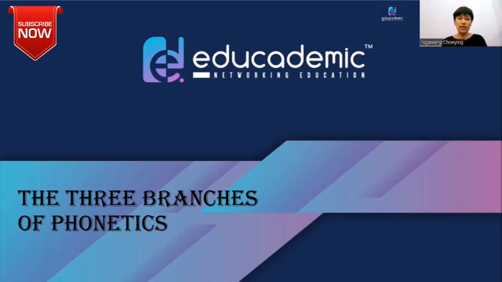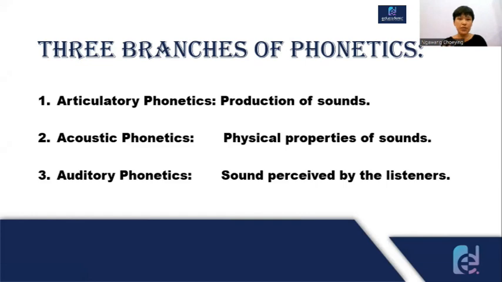So let's begin with the lesson today. Today's lesson will be on the three branches of phonetics. There are three branches in English phonetics. When we study English phonetics, it is very important for the listener or the student of the language to know there are three branches in phonetics, and those are articulatory phonetics, acoustic phonetics, and auditory phonetics.